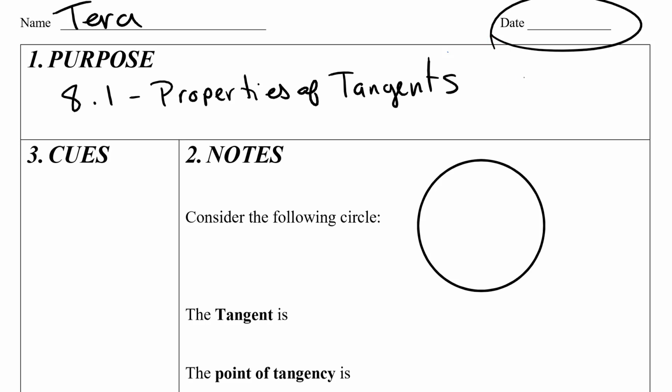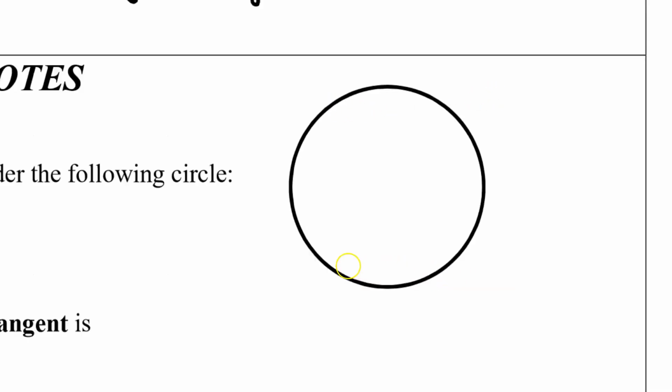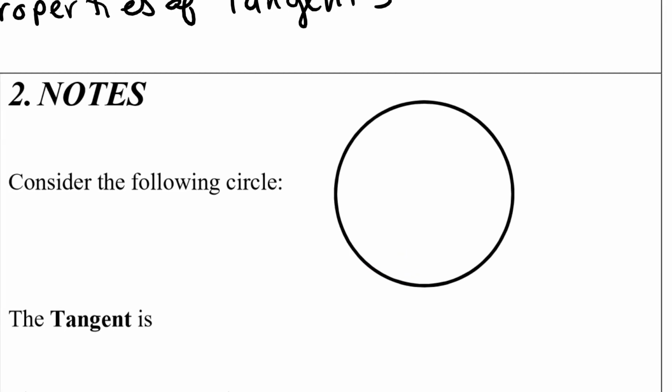In this new unit, we're going to be talking about circles and the important properties that circles have. Now, a really important idea in a circle is something called a tangent. So I want us to look at this circle right here.